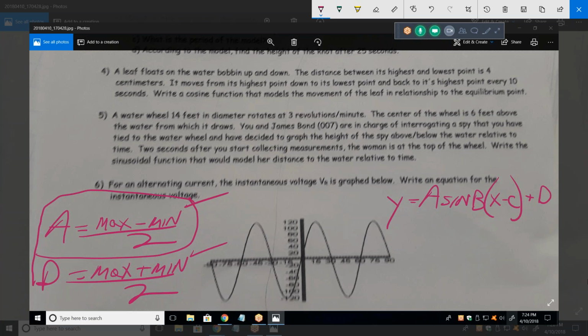So, write a cosine function that models the movement. Well, here's the cosine function, but we have to figure out A, B, C, and D, and then we'll have the answer. Well, what's A? Maximum minus the minimum divided by 2.